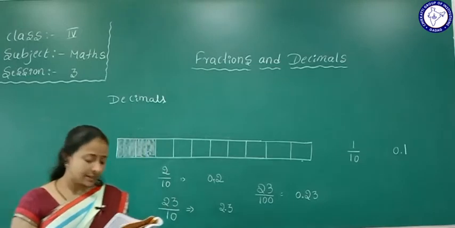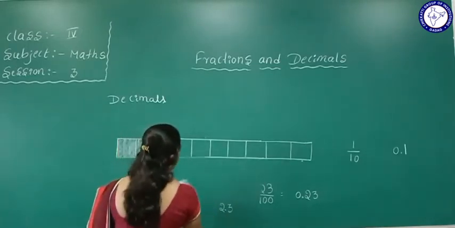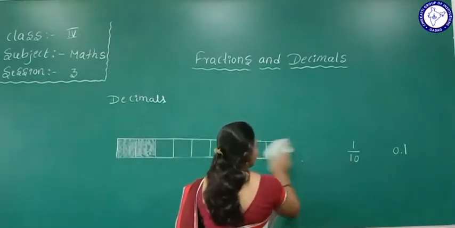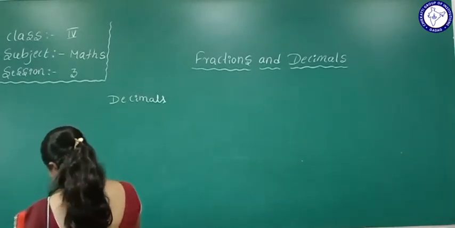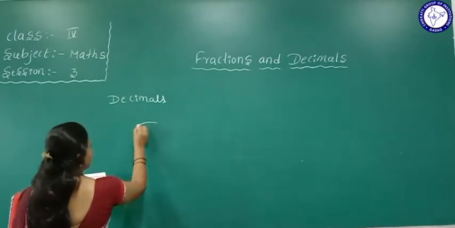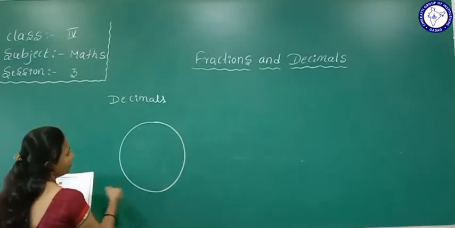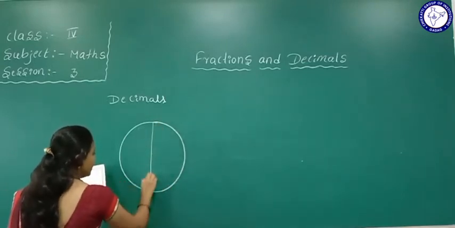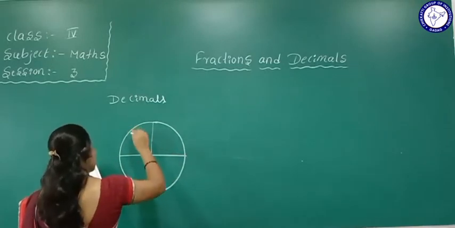So these are the examples here. So how to write decimals? Okay, so next, one circle is given here. So in that circle, how many parts are shaded? So one circle. Okay, in this circle, totally how many parts are there here? We'll see.